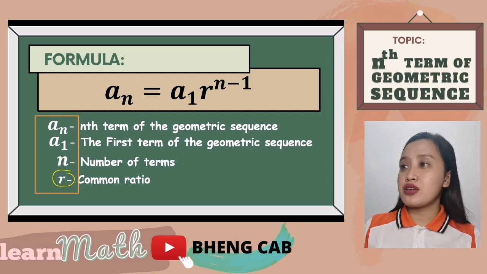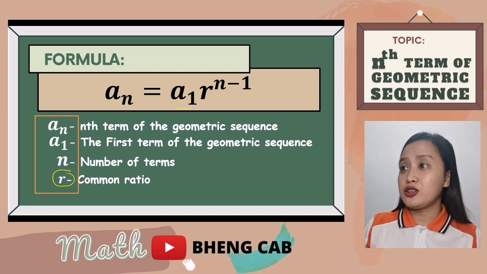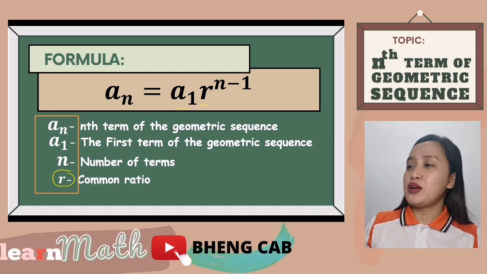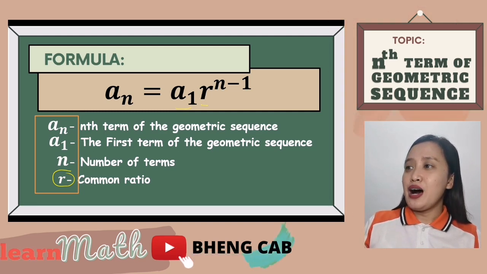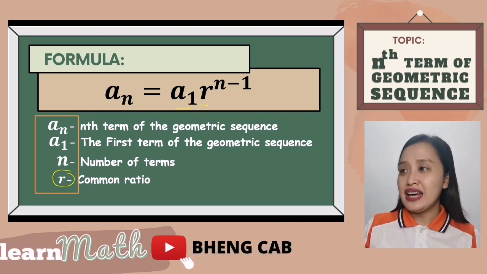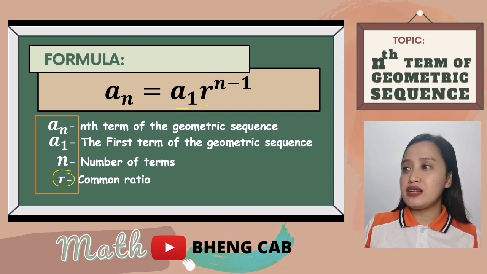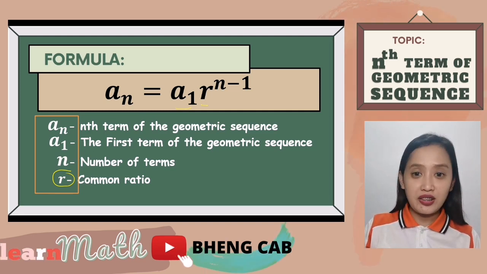A sub n equals a sub 1 r. Kung mapapansin nyo, magkadikit na magkadikit yung a sub 1 at yung r. So that means to say, yung a sub 1 at r will be multiplied to each other. Pero remember, that r here has an exponent of n minus 1. That means to say, we cannot simply just multiply a sub 1 to r right away.